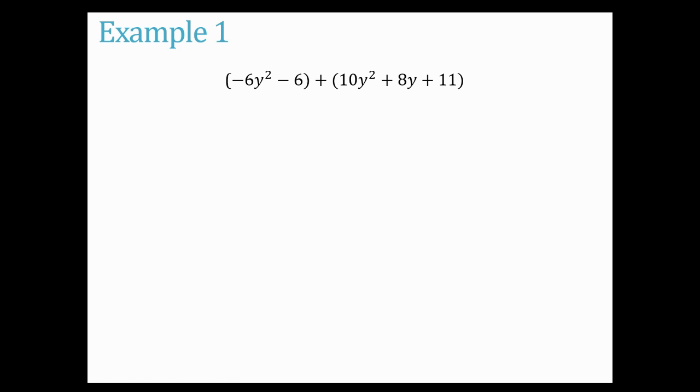So I'm going to rewrite my first polynomial, negative 6y squared minus 6. Now I'm going to write my second polynomial underneath, remembering to stack my like terms. So in this second polynomial, 10y squared is like terms with negative 6y squared. So I'm going to write that underneath.